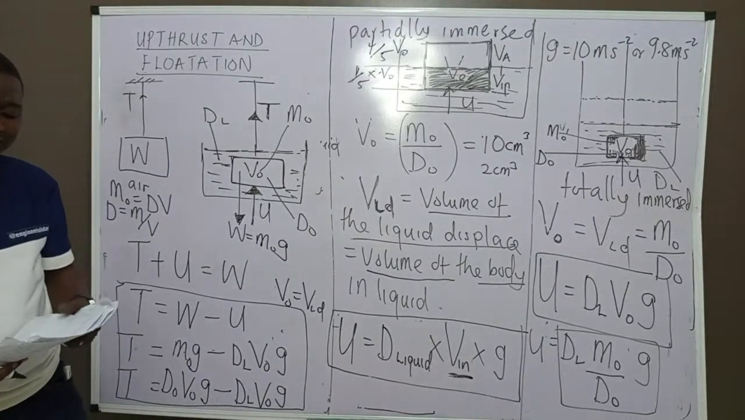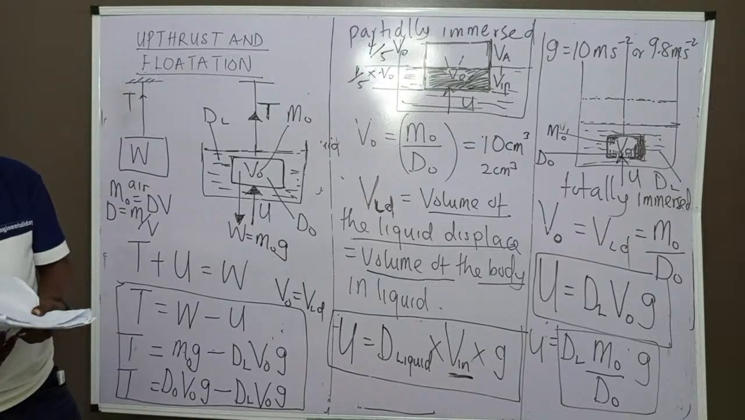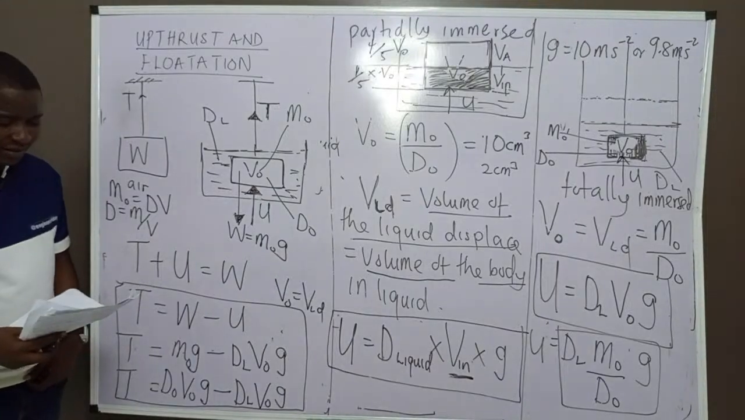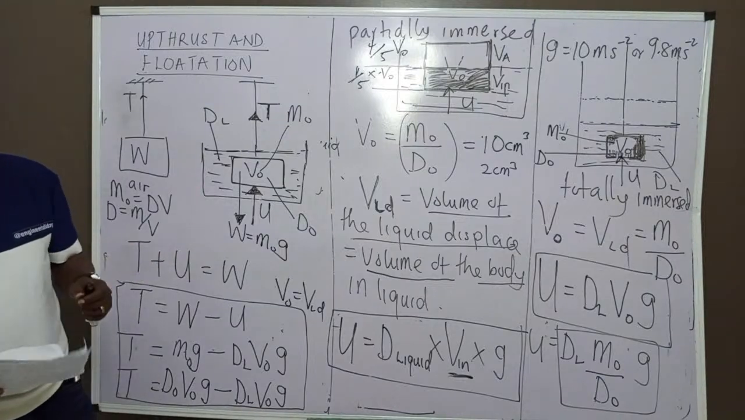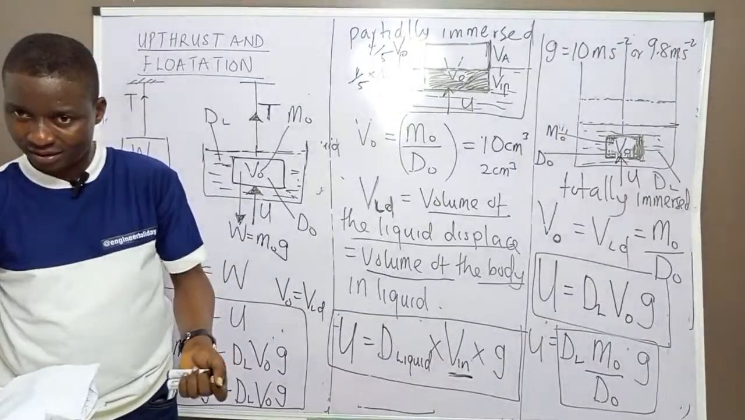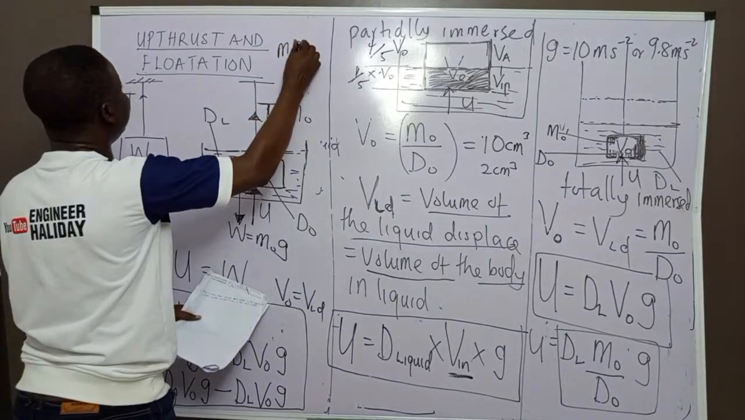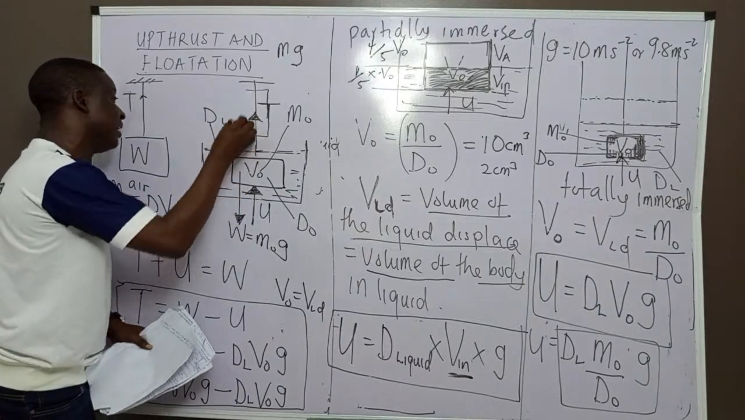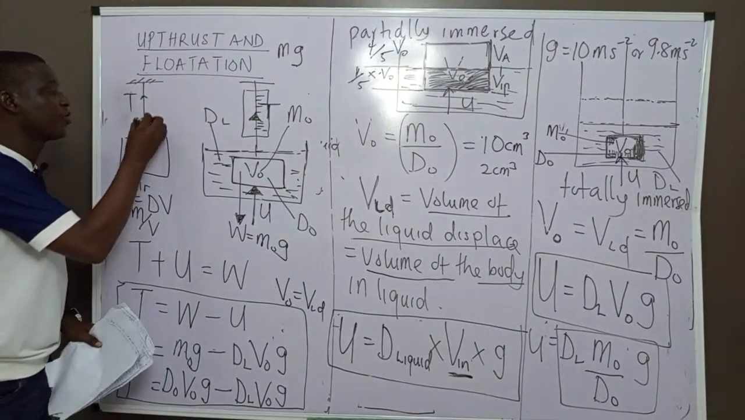Sir, does it mean that the weight in liquid is the apparent weight and the weight in air is the real weight? Now, the weight in liquid is the apparent weight, while the weight in air is the real weight. So the difference between the two of them is what we call apparent loss in weight. That means mg is the real weight. If we put a spring balance here, the spring balance will read a lesser weight.